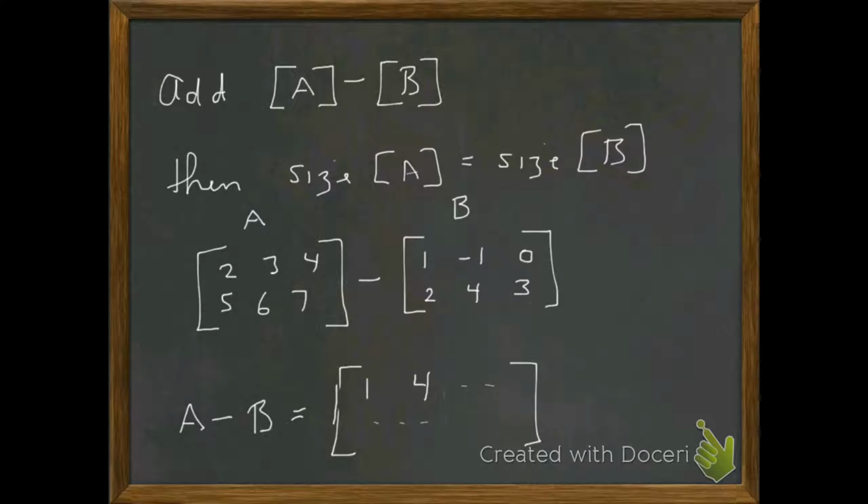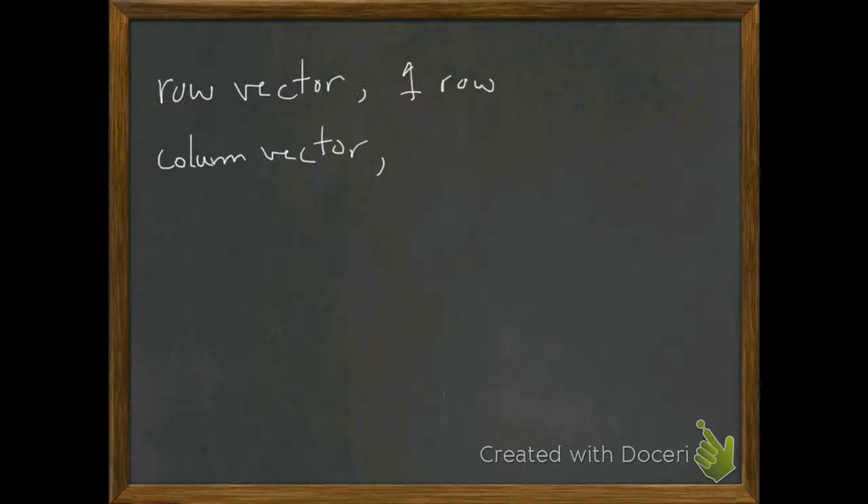A little bit more, let me go back to the beginning. Sometimes we're going to run into things called a row vector, and we're going to run into a column vector. A row vector has one row. A column vector has one column.